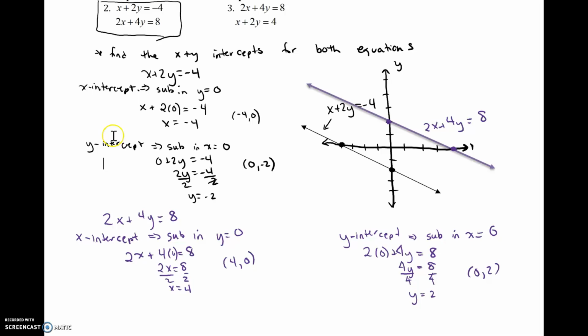We could tell by inspection, actually, that the lines are parallel based on the fact that the ratio between the coefficients of the x and the y terms is the same in both equations. The ratio between the x coefficient of 1 and the y coefficient of 2 is 1 to 2, and it's the same when the coefficients are 2 to 4.